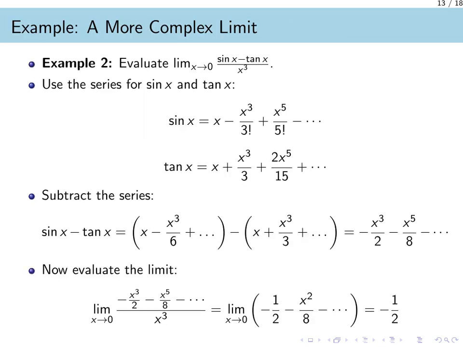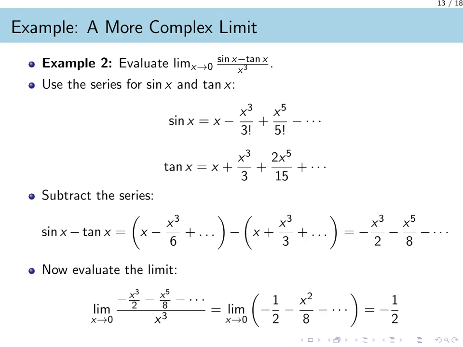We can also use Taylor series to solve more complex indeterminate forms, especially when applying L'Hopital's rule multiple times would be cumbersome. Our goal is to evaluate the limit as x approaches 0 of the fraction, with sine x minus tangent x in the numerator and x cubed in the denominator. First, we replace both sine of x and tangent of x with the first few terms of their Maclaurin series. The series for sine x starts with x minus x cubed over 6, while the series for tangent x starts with x plus x cubed over 3.